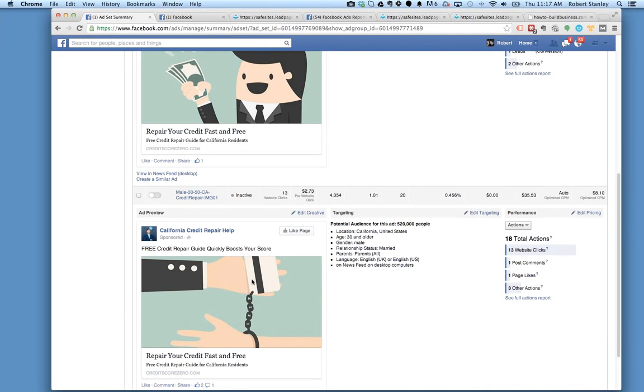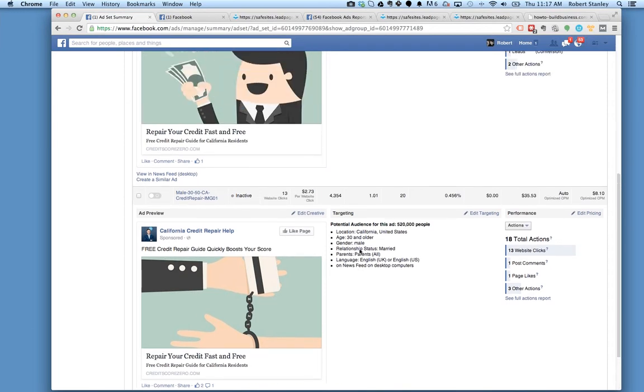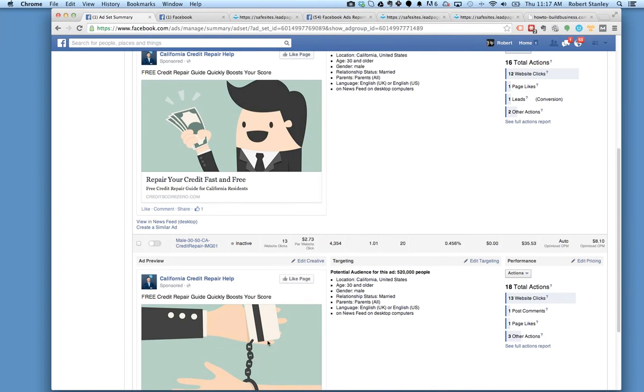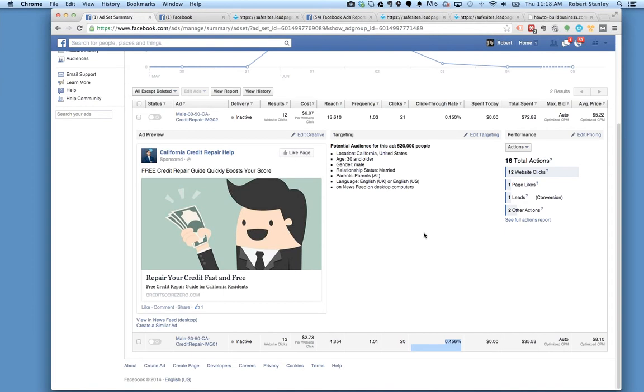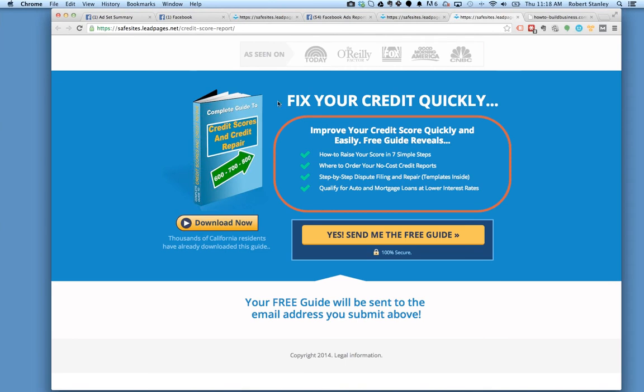So what I would probably do is continue to run this particular ad and this image, and maybe split test the headline right here: free credit repair guide, quickly boost your score. I might add additional text or change that up and see what happens, or get a whole other image to see if I can beat this image. But right now, at 0.5% timeline ad click-through rate, I'd probably just stick with that one, and then try to bump up your conversions by messing with your headline.